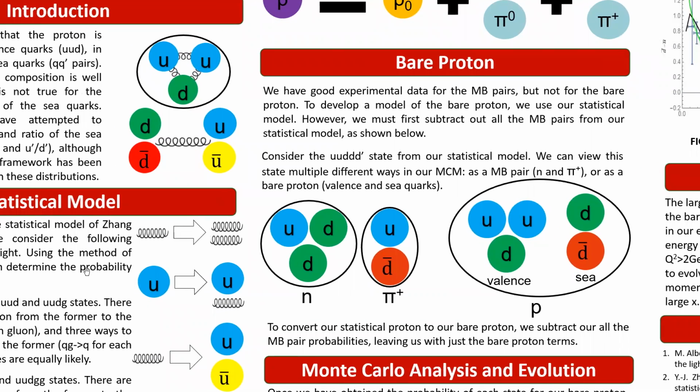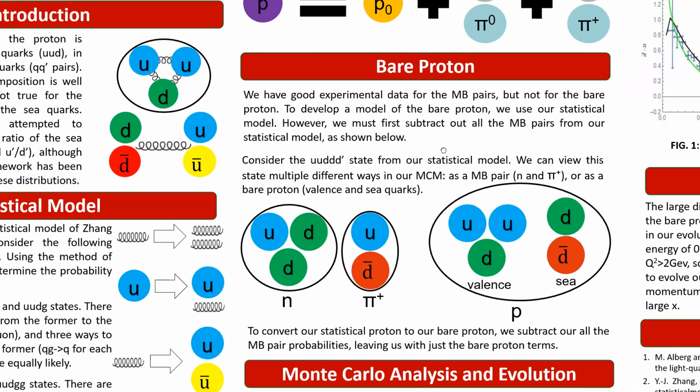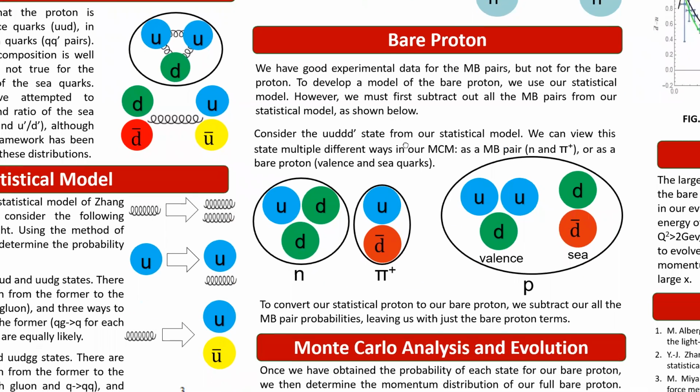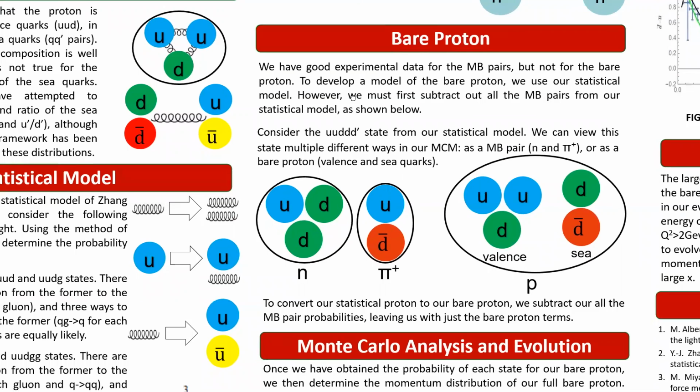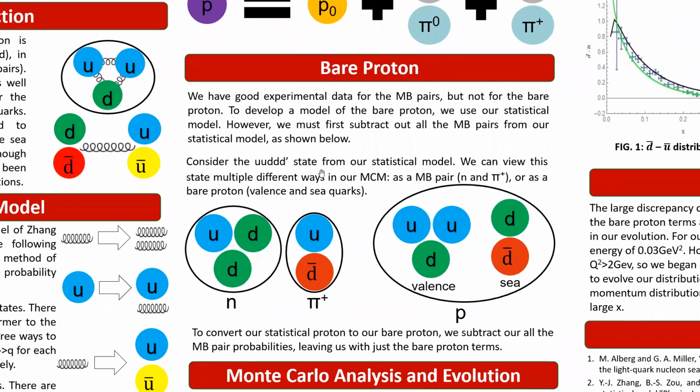So to do that, we take our statistical model and we subtract out our kind of crude statistical model, and then we subtract out all these Meson-Baryon pairs. So I'm just going to show a quick example of that because this is kind of abstract. But if you think about our up, up, down, D, D bar state. So just like here, we had up, up, down gluon. Now we have up, up, down, D, D bar.